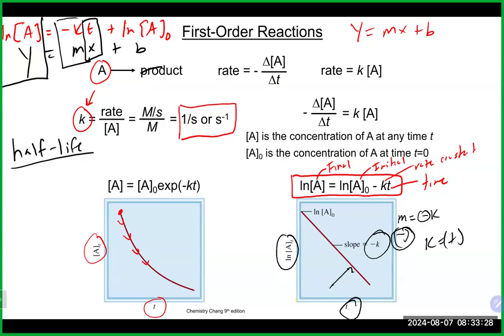So after the first half-life, if you had 10 of something, you would have 5, and obviously you would have 2.5 after the second, and so forth. For a first order reaction, the half-life is equal to the natural log of 2 divided by the rate constant.